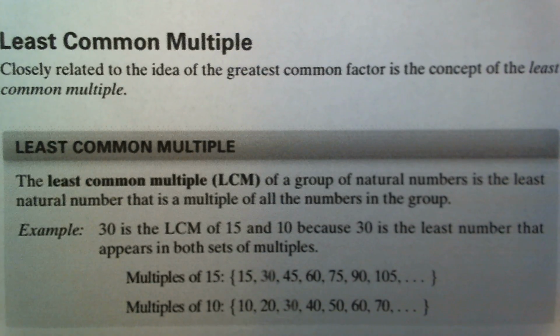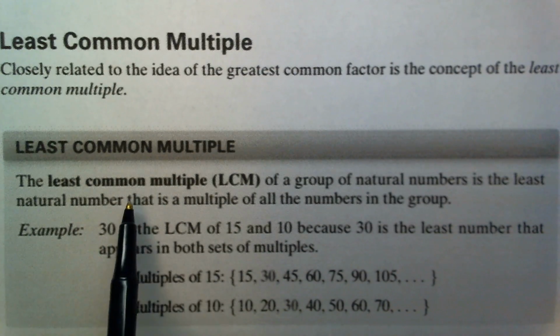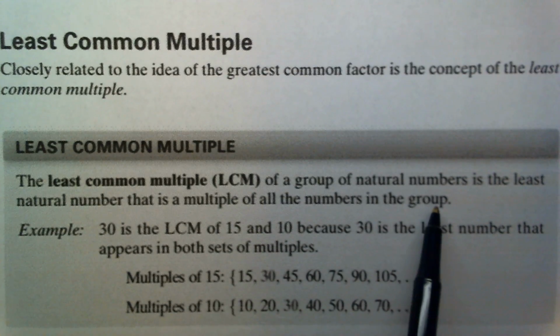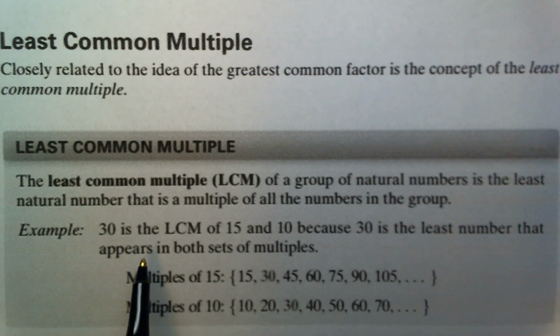Another important concept in number theory is that of the least common multiple, and so it's closely related to the idea of a greatest common factor. And the least common multiple is defined as follows. The least common multiple, or the LCM, of a group of natural numbers is the least natural number that is a multiple of all the numbers in the group. For example, 30 is the LCM of 15 and 10, because 30 is the least number that appears in both sets of multiples. For example, multiples of 15 are 15, 30, 45, etc. Multiples of 10 are 10, 20, 30, and so 30 would be the least common multiple. That's the first one that shows up here.